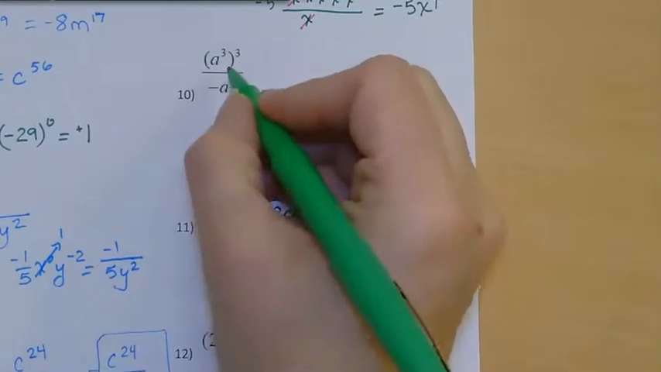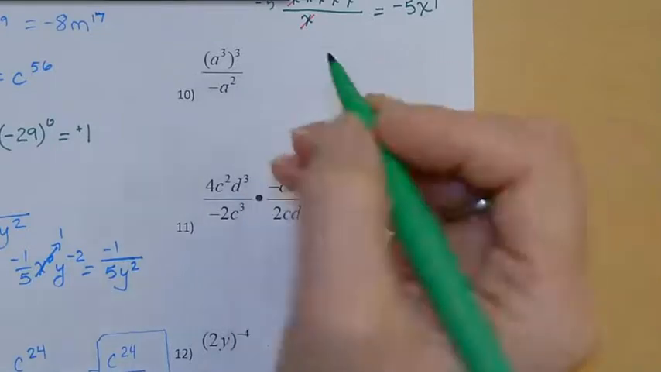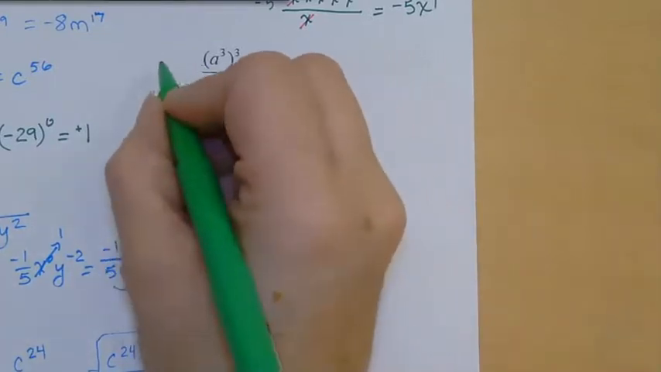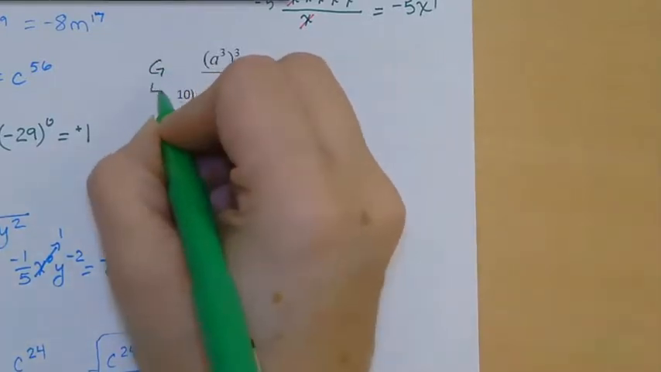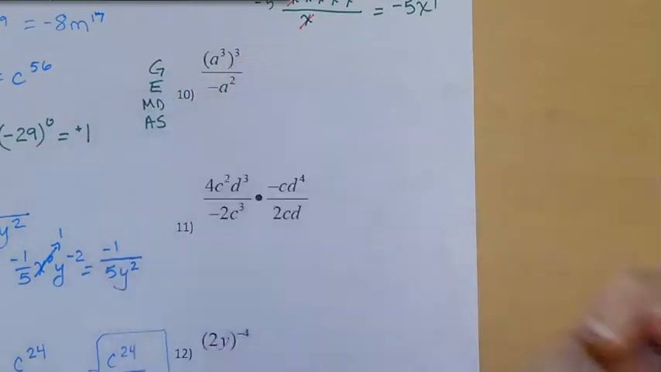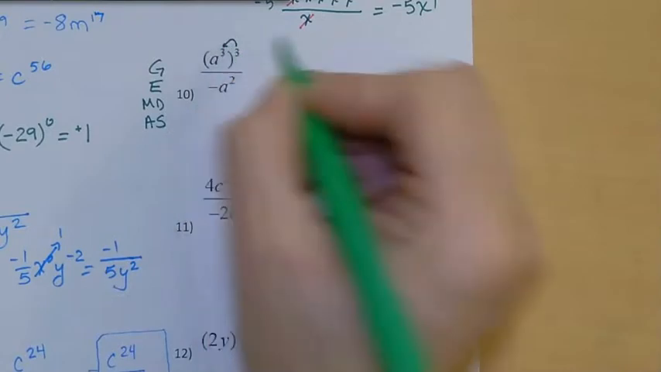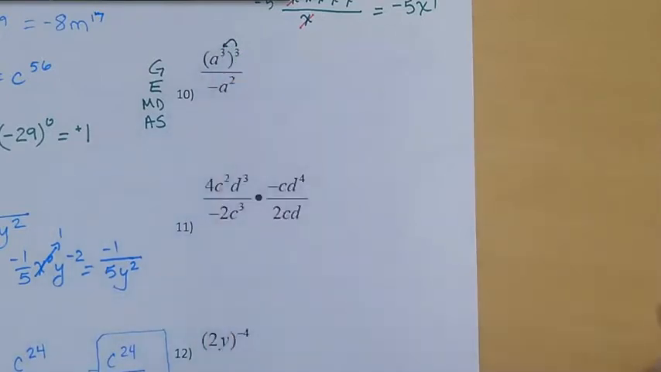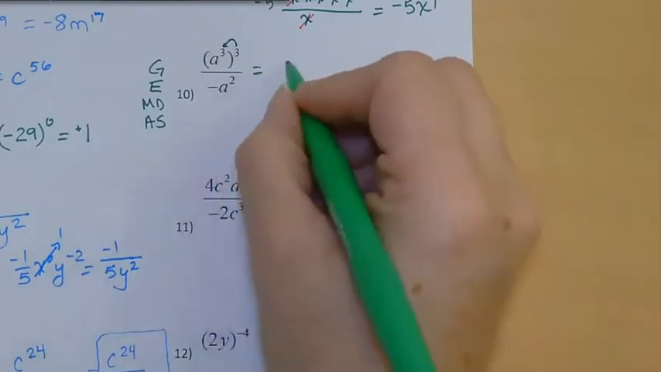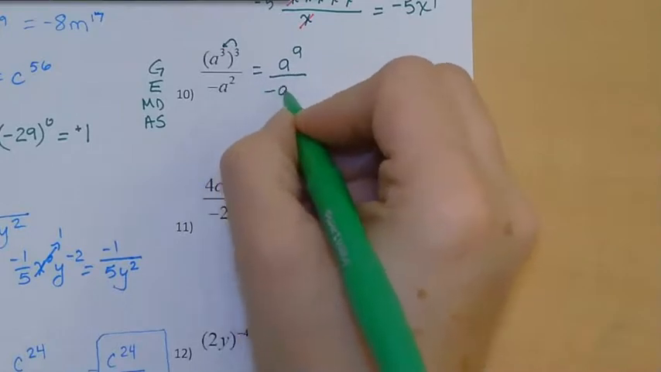Here, when I have a to the 3rd to the power of 3, all over negative a squared, I have to follow GEMDAS. GEMDAS tells me that I have to find some groupings, then deal with exponents, then I get to multiply and divide, and then I get to add and subtract. That's my order of operations. So here I have to deal with my outer exponent first, and our rule says that we multiply the outer exponent times any exponents we can find on the factors inside. So this is going to be a to the positive 9, still divided by negative a squared.